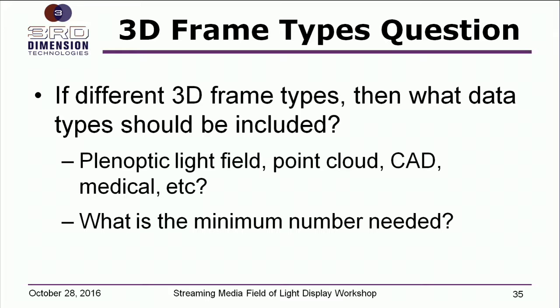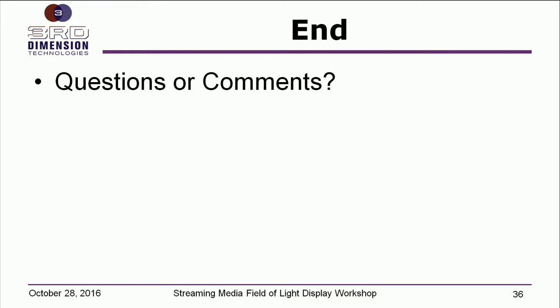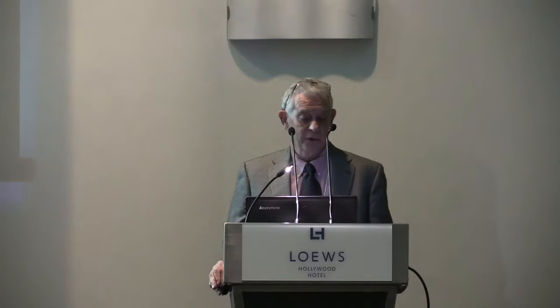What data types should be included? Plenoptic light field, point cloud, CAD, medical. What is the minimum number needed? Can we get down to one frame type? And that's really as far as we've gotten at this point. There's been a lot of work done in addition to what we've thought of here, and particularly the JPEG Pleno group has put a lot of thought into this. So we've benefited from that. Okay, thank you.